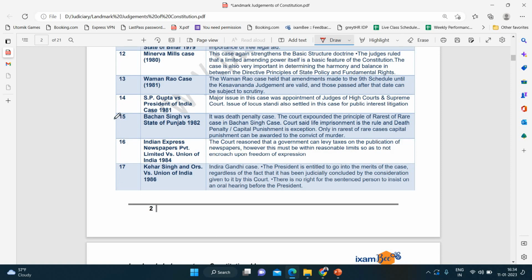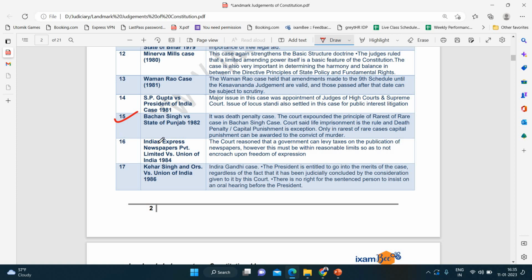Then let's move to the 15th one, that is Bachchan Singh versus State of Punjab 1982. It was a death penalty case. The court expounded the principle of rarest of rare case in Bachchan Singh case. The court said life imprisonment is the rule and death penalty or capital punishment is the exception. It should be rarely given. In rarest of rare cases, capital punishment can be awarded to the convict of murder.